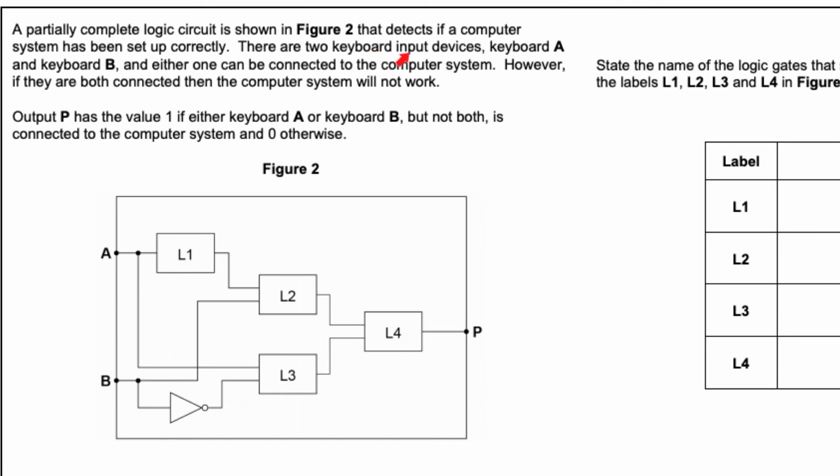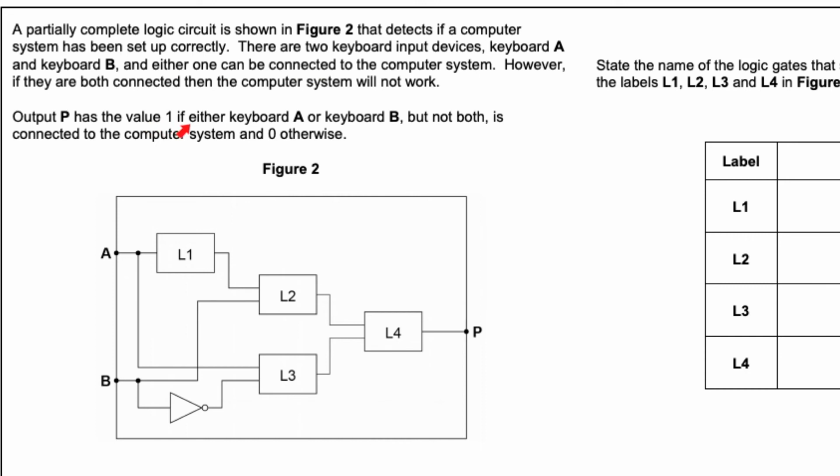There are 2 keyboard input devices. Keyboard A, so that input there is keyboard A going in, and keyboard B, and that's keyboard B going in. Either one can be connected to the computer system. So either A could be connected or B. However, if they're both connected, so if A is connected, we represent it with a 1. If it's not connected, you represent it with a 0. So if they were both 1, it shouldn't work, right? If they were both 0, it's going to be a problem. You want one to be 0 and one to be 1, or one to be 1 and one to be 0. Okay, anyway. If they're both connected to the computer, it will not work.